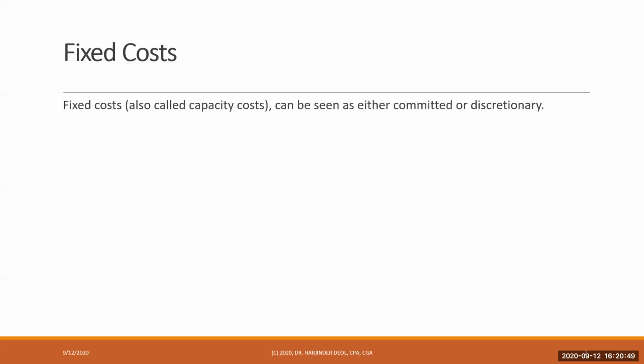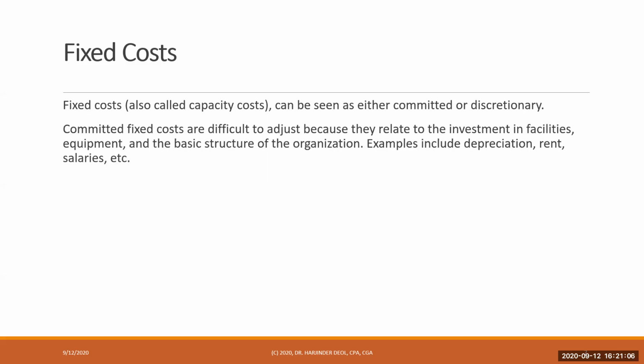So fixed costs are also called capacity costs, and they may be either committed costs or discretionary. Discretionary are costs that are within the management's ability to change. Examples of committed costs include depreciation, rent, salaries, and these are essentially fixed costs that are very difficult to adjust to changes in production levels because they relate to an investment in facilities and equipment and the overall basic structure of the organization. So these costs are difficult to change.